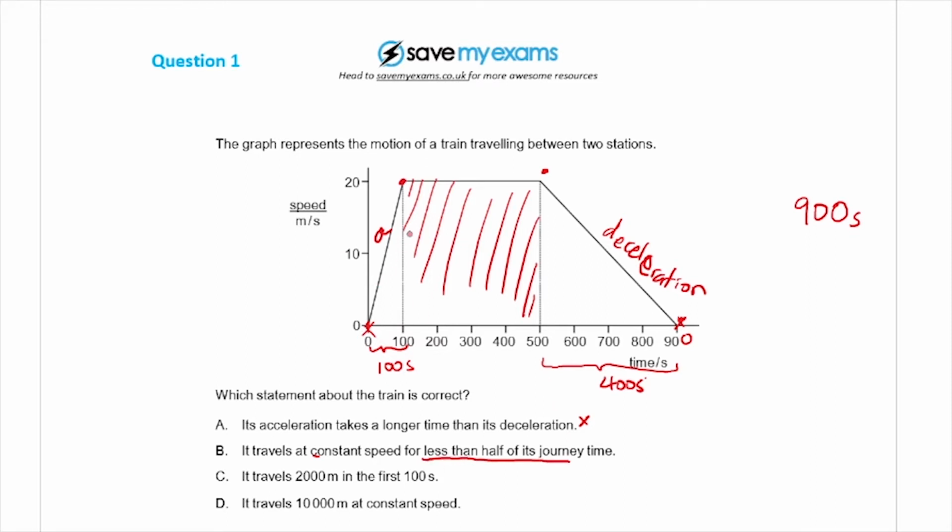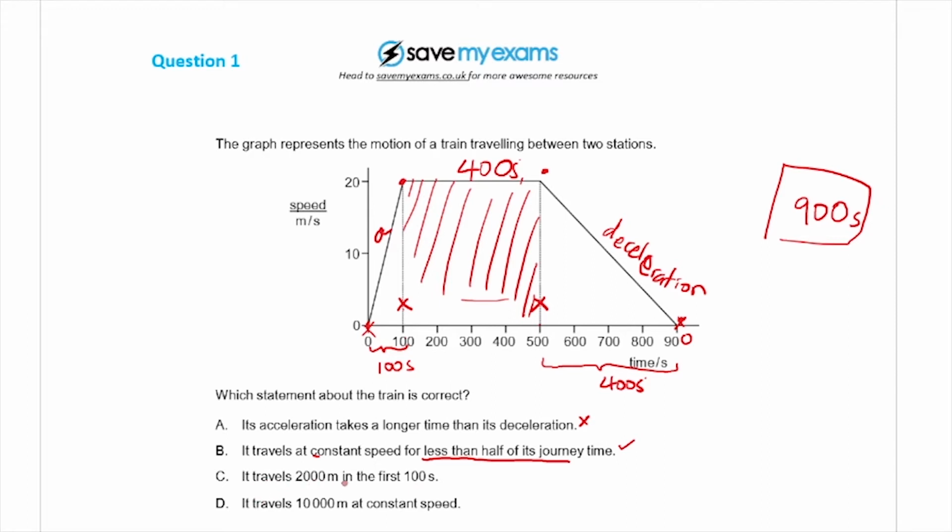If you look at the time spent while it's moving at constant speed, it moves at constant speed from 100 seconds to 500 seconds. So the total time taken here is 500 minus 100, which is 400 seconds. Is 400 seconds less than the total journey time? Yeah, it is. So this could be correct, but let's first check out the rest.